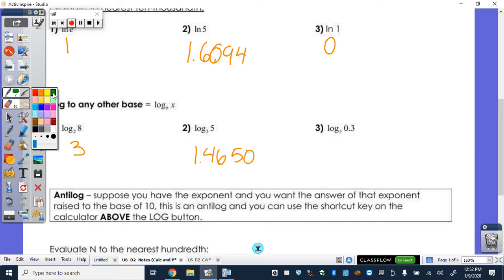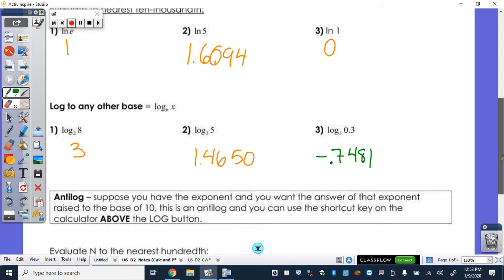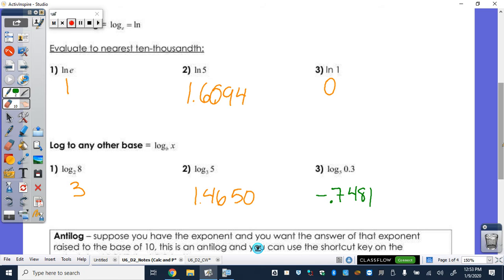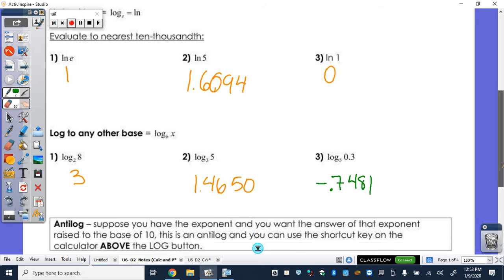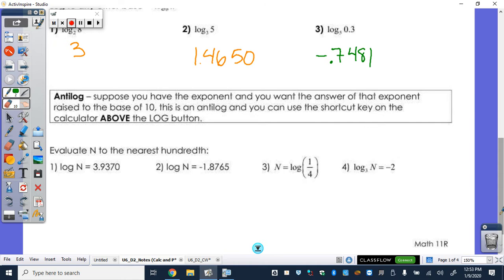Okay, so then log base 5 of 0.3, what do we get? So again, evaluating, the calculator will do that for you. These ones were telling us to the nearest 10,000th. Sometimes it's nearest 100th, it'll tell you. If it doesn't tell you, then just copy whatever the calculator gives you.